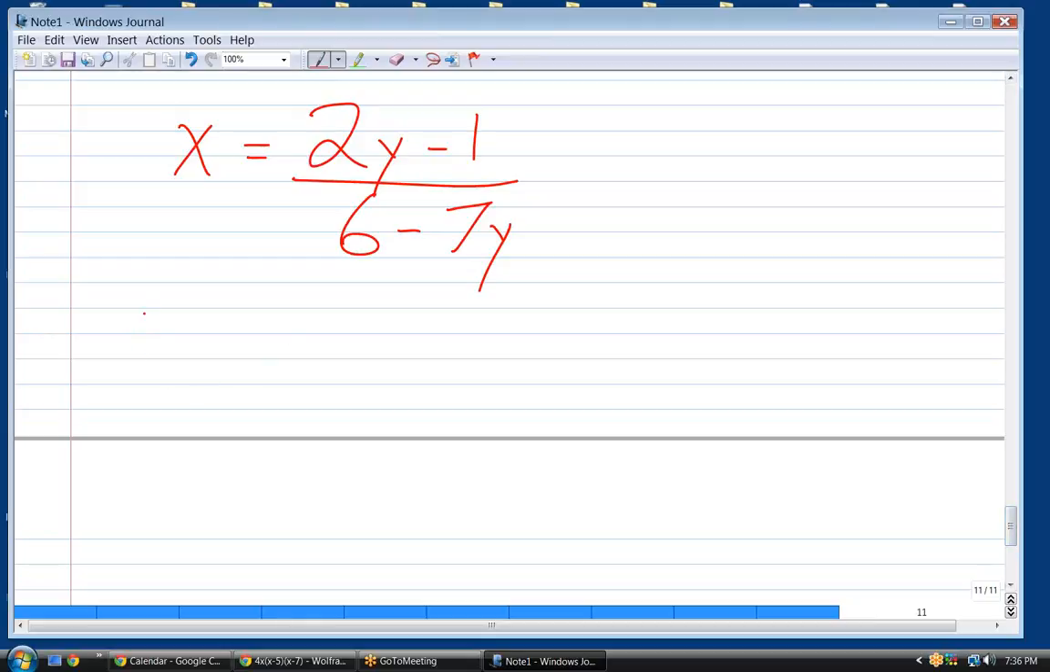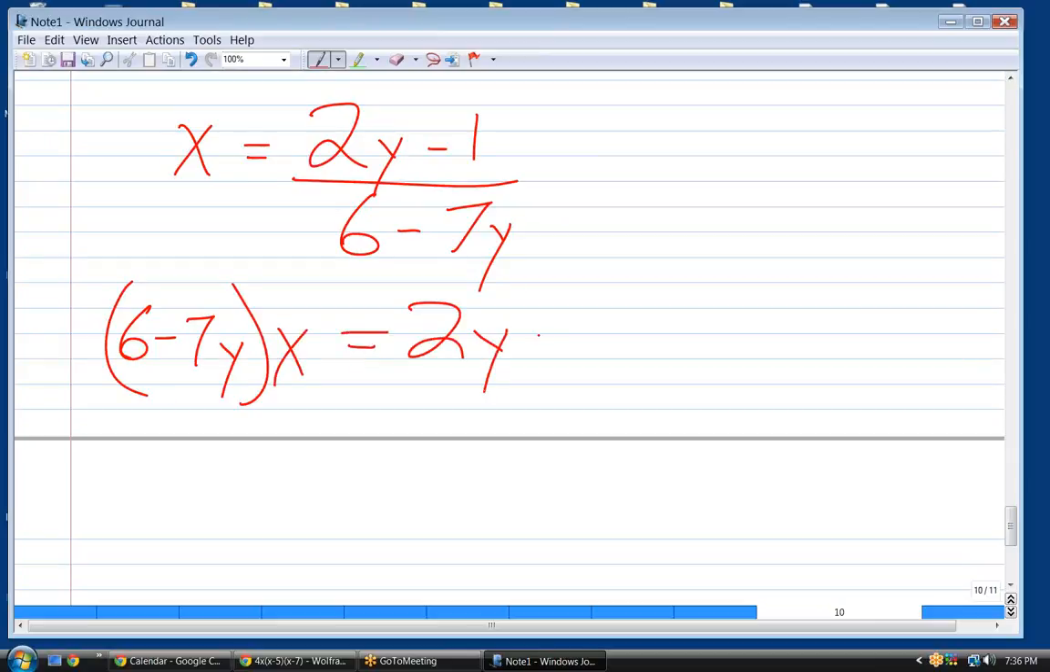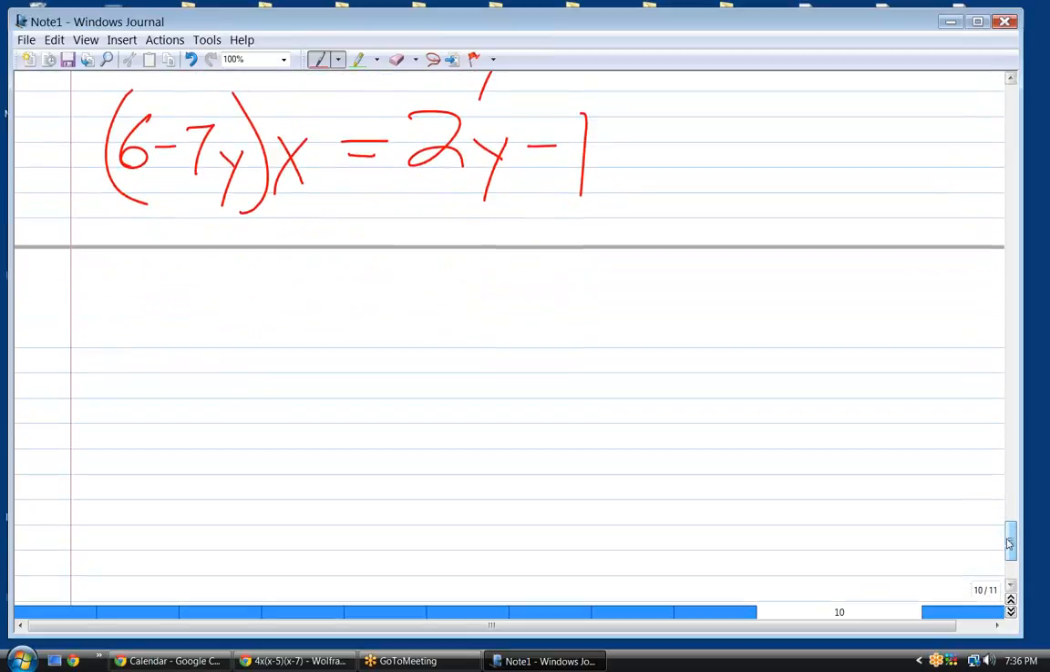Okay, so the first thing I got to do is what you said. That's going to be equal to 2y minus 1. Now what? It gets a little tricky to solve for y here, but we can do it. Would you subtract? No. What's the next thing you can do? There doesn't look like there's much left to do here. What can we do now? Distribute the x. Okay.